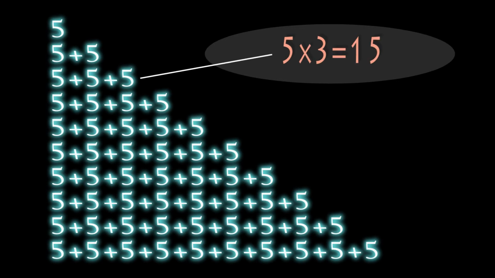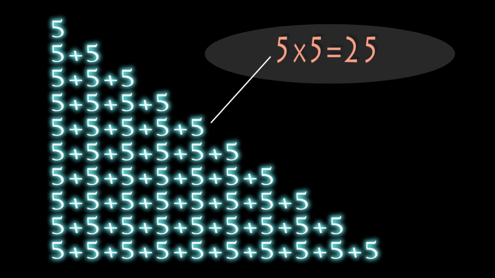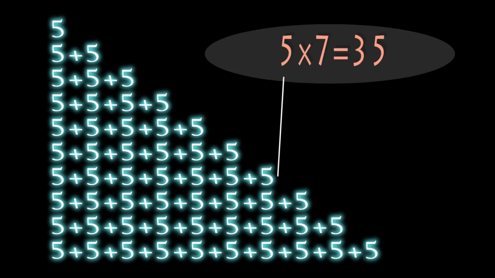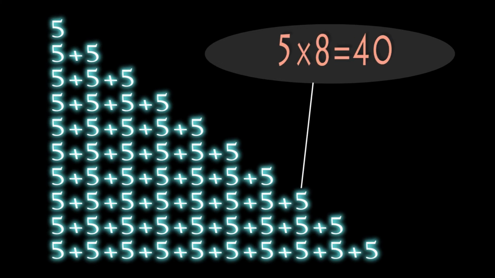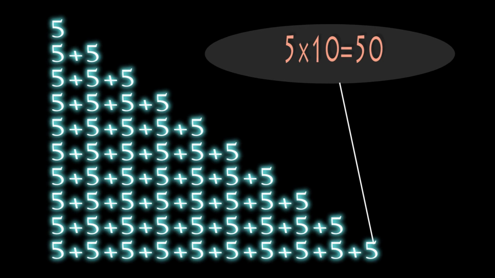5 times 3 equals 15. 5 times 4 equals 20. 5 times 5 equals 25. 5 times 6 equals 30. 5 times 7 equals 35. 5 times 8 equals 40. 5 times 9 equals 45. And 5 times 10 equals 50.